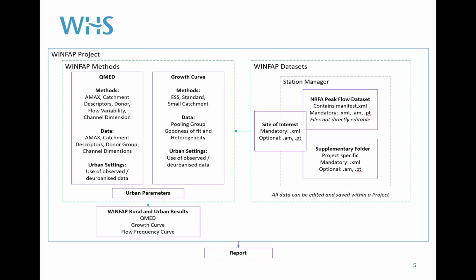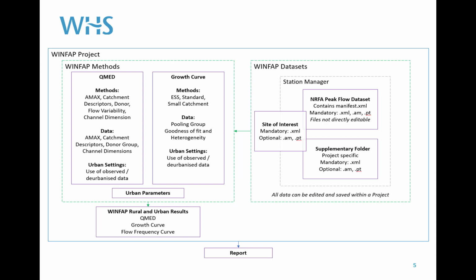So this graphic shows a summary of the way in which data and methods are managed within WINFAP 5. The datasets on the right-hand side here include the NRFA peak flow dataset and the data within the supplementary folder, which is selected when you initiate a pooled estimate. These stations are all held within the station manager and can be used within the flood estimation methods.